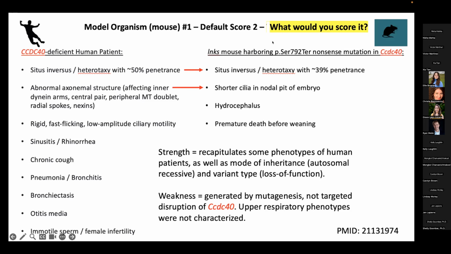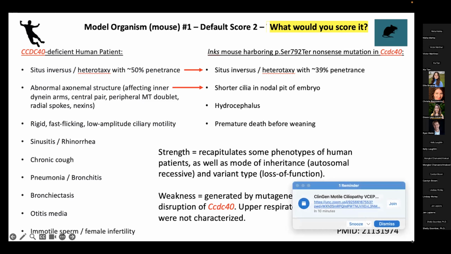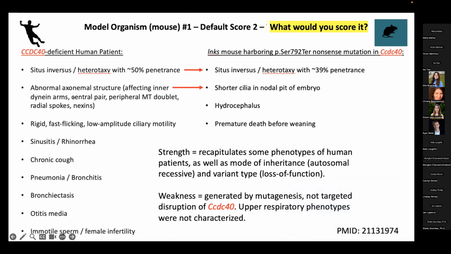Would folks mind voting really quickly on this model? You can see on the left side of the screen a bullet-pointed list of the human phenotypes. There are about 10 of them. On the right side are the subset of those that were recapitulated in the mouse. What would you score this? Keep in mind that the last model, which was cellular level only, got half a point.